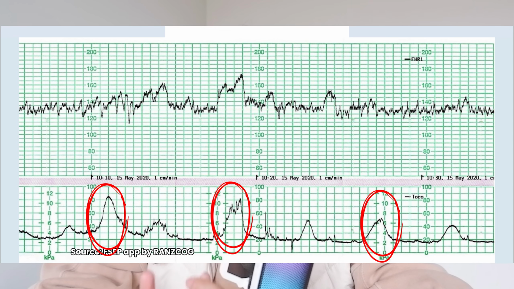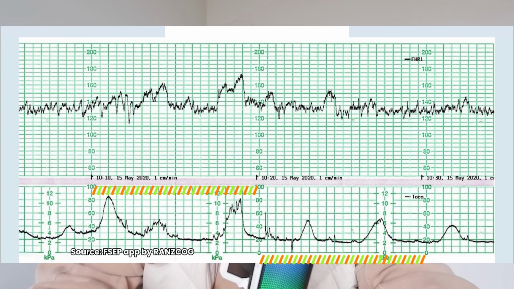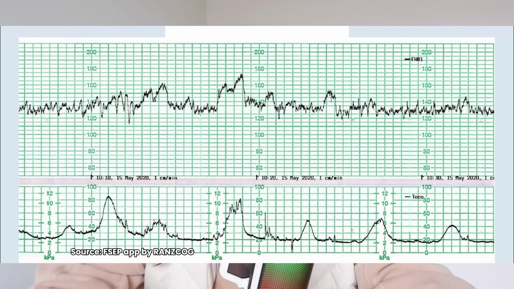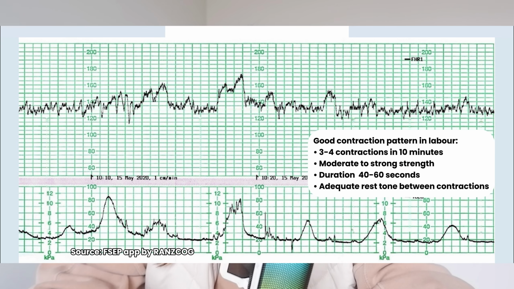When you look at the contractions, you are assessing 3 things. First is how long each contraction lasts. Second, how intense they are. Number 3 is how many contractions in a 10 minute window. If she is in labor, the good contraction pattern we need is 3 to 4 contractions in 10 minutes, moderate to strong strength, duration typically 40 to 60 seconds, and adequate resting tone in between contractions as well.